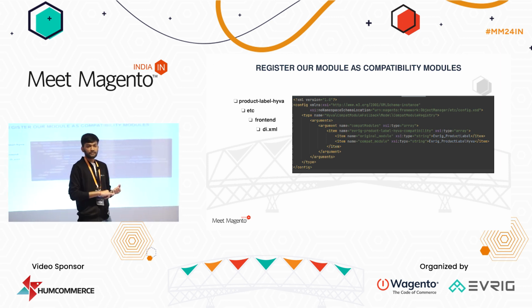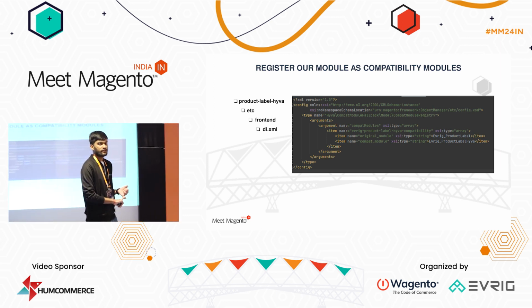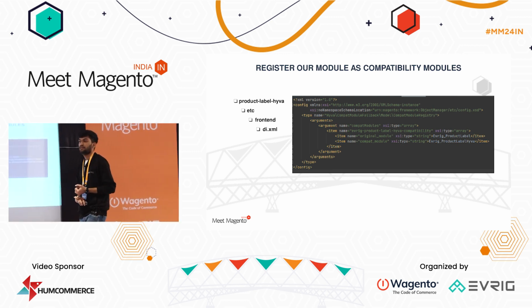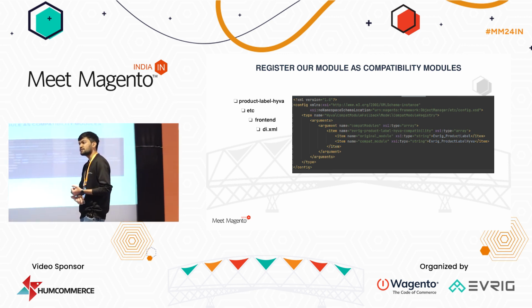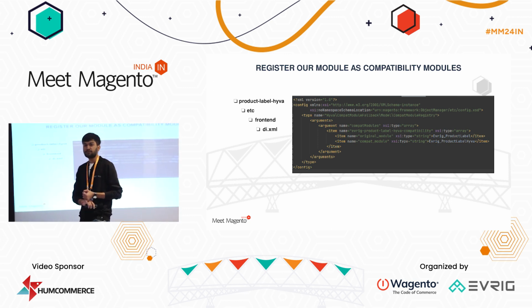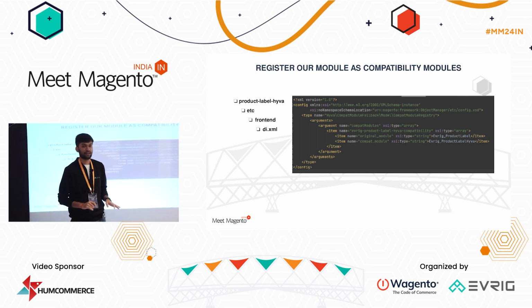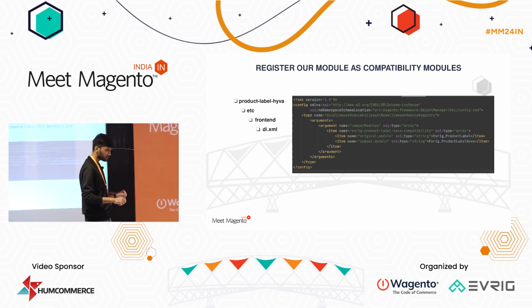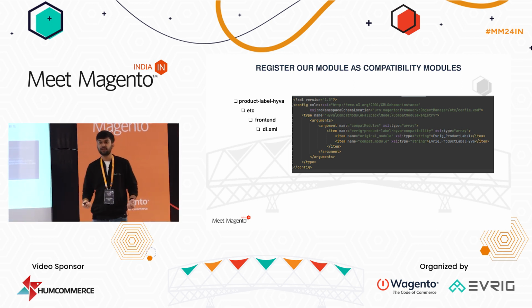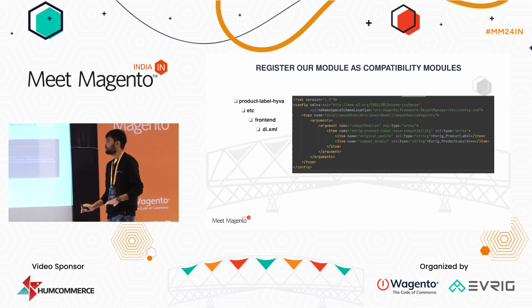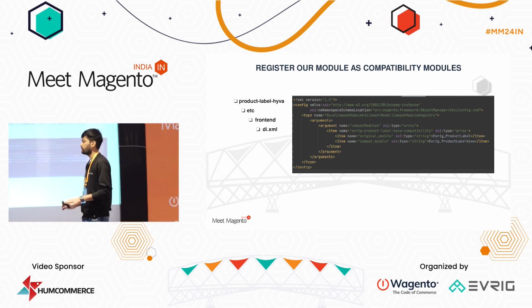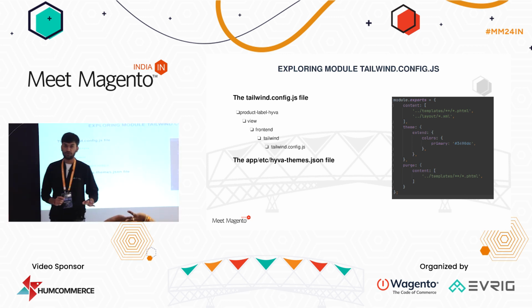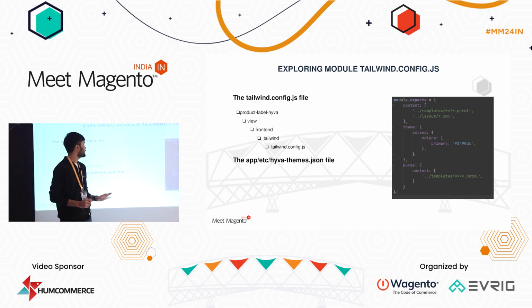The second thing that registering our module in the compat module registry does is that it will register our module in the hyva-themes.json file. That file is located in the app/etc folder. You don't need to manually change anything in that file, but it is very good to know what it does. So before going into that, let's discuss.